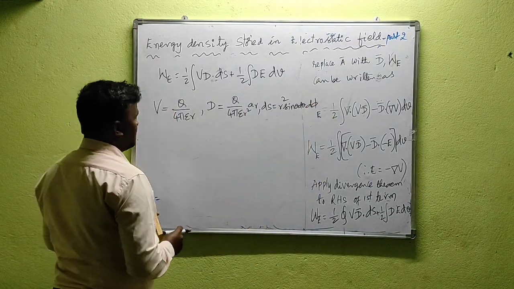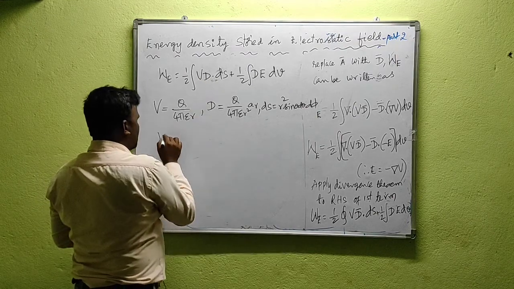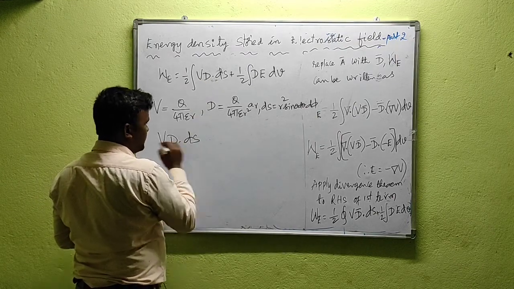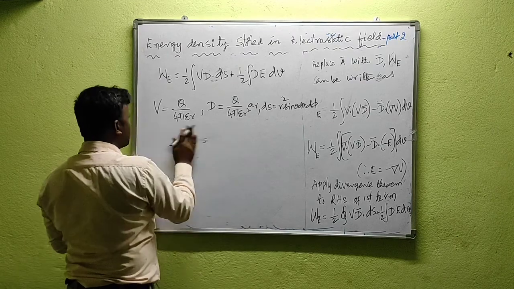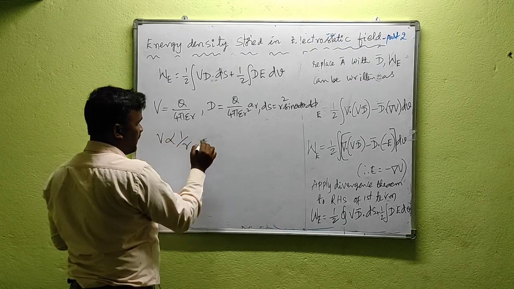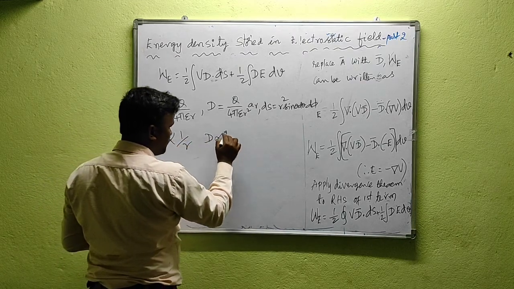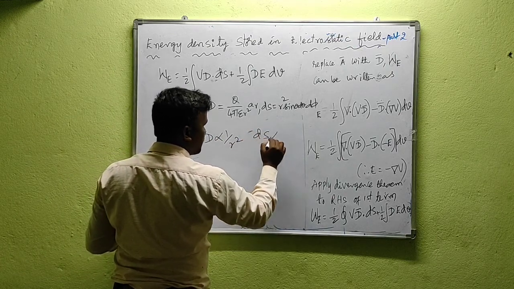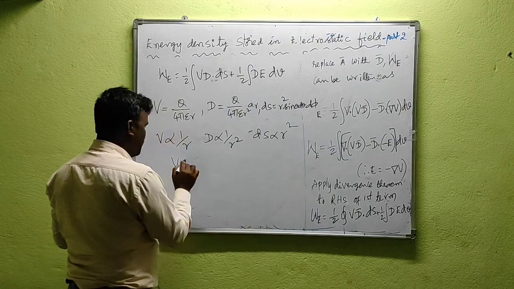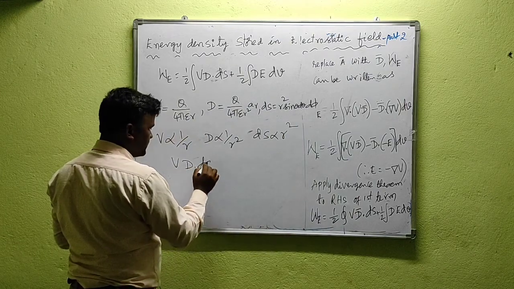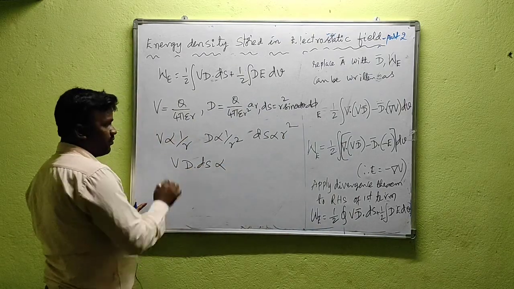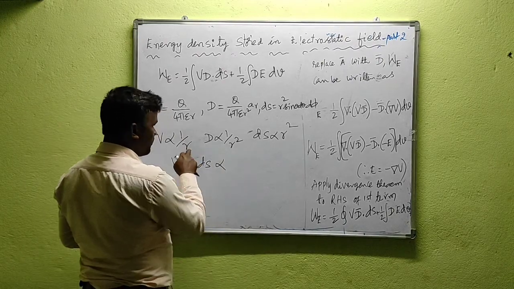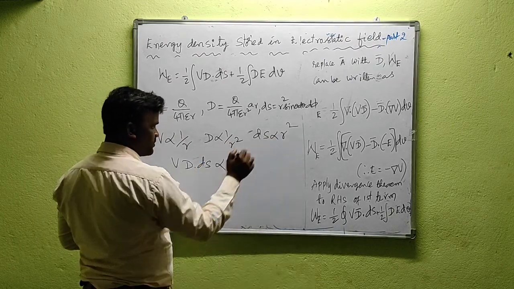So that's why this product, V D into dS, is nothing but: V varies with 1 by r, D varies with 1 by r square, and dS varies directly proportional to r square. So V into D into dS varies as 1 by r square, that is 1 by r cube into this one, that varies as what?